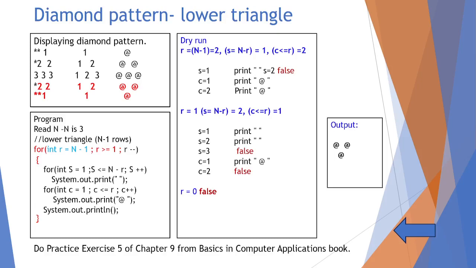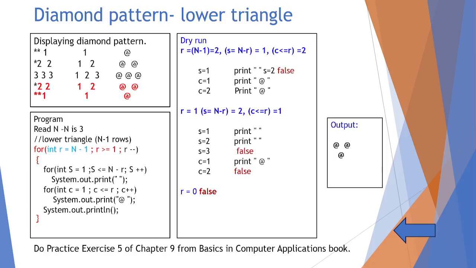Now let's see the diagram. R is equal to n minus 1. That is, n is 3, and 3 minus 1 is 2. That means I want only 2 rows in the lower triangle. If n is 3, r greater than or equal to 1, r minus minus. 2 is greater than or equal to 1, so it goes inside the loop.